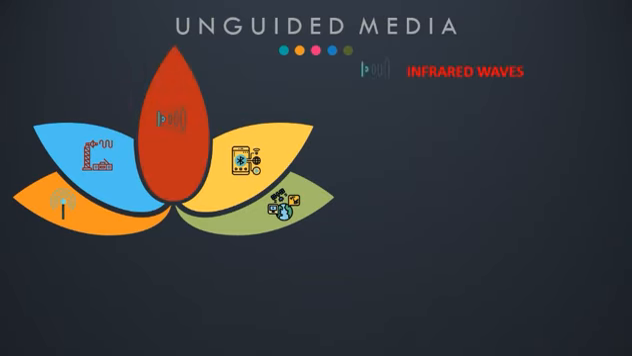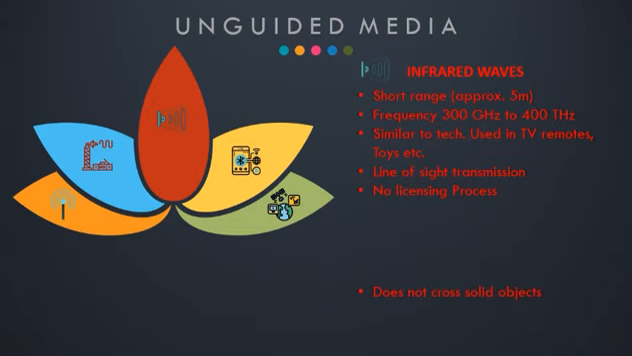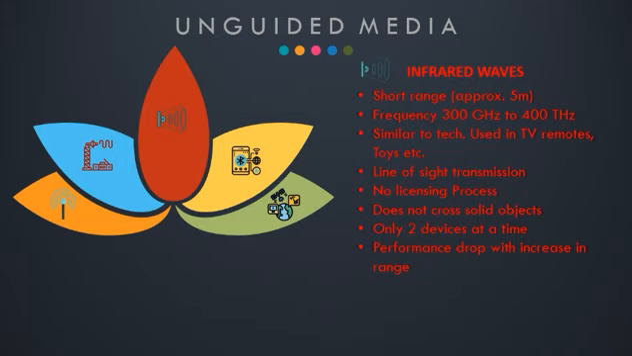Next, we are going to see infrared waves. Infrared waves are short range. They provide communication up to a short range of 5 meters. They operate in the frequency range of 300 gigahertz to 400 terahertz. The infrared transmission technology used in computers is similar to the technology used in TV remotes and toys, etc. It is also a line-of-sight transmission, so it cannot penetrate through physical objects like walls and very hard objects like metals.